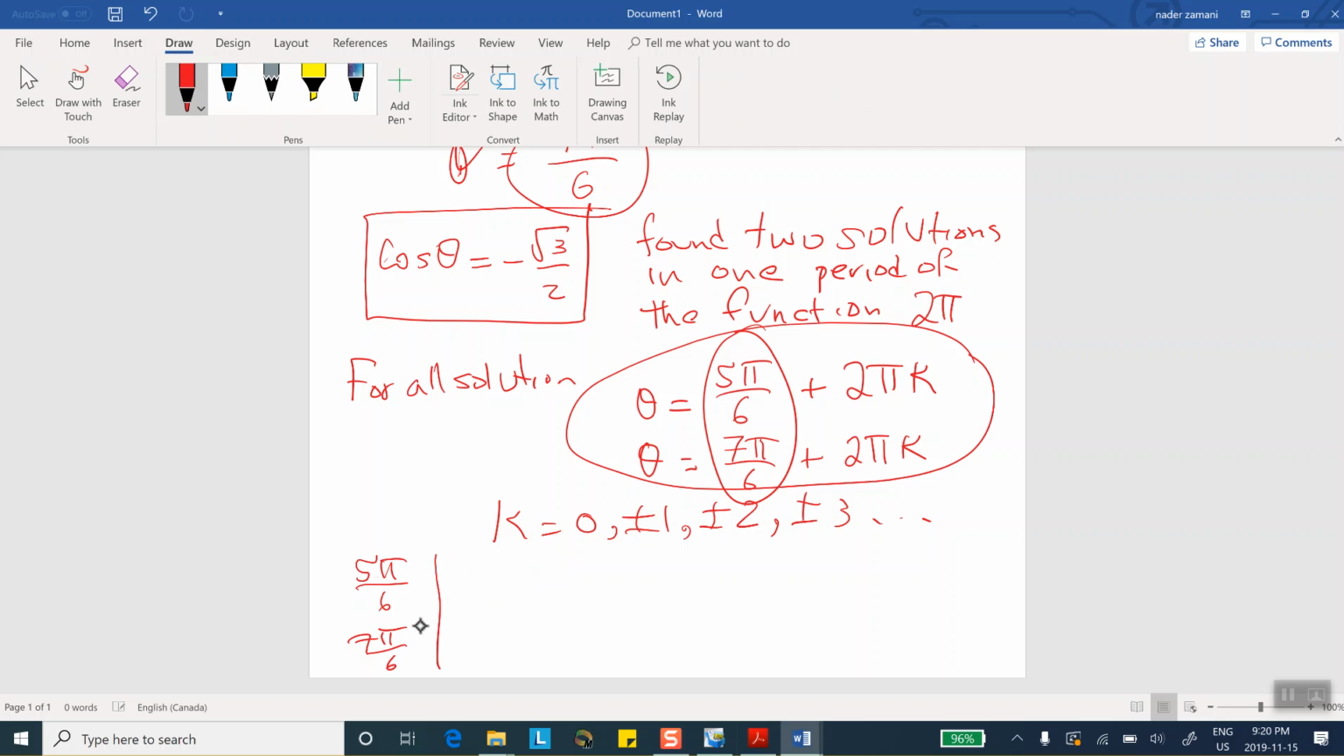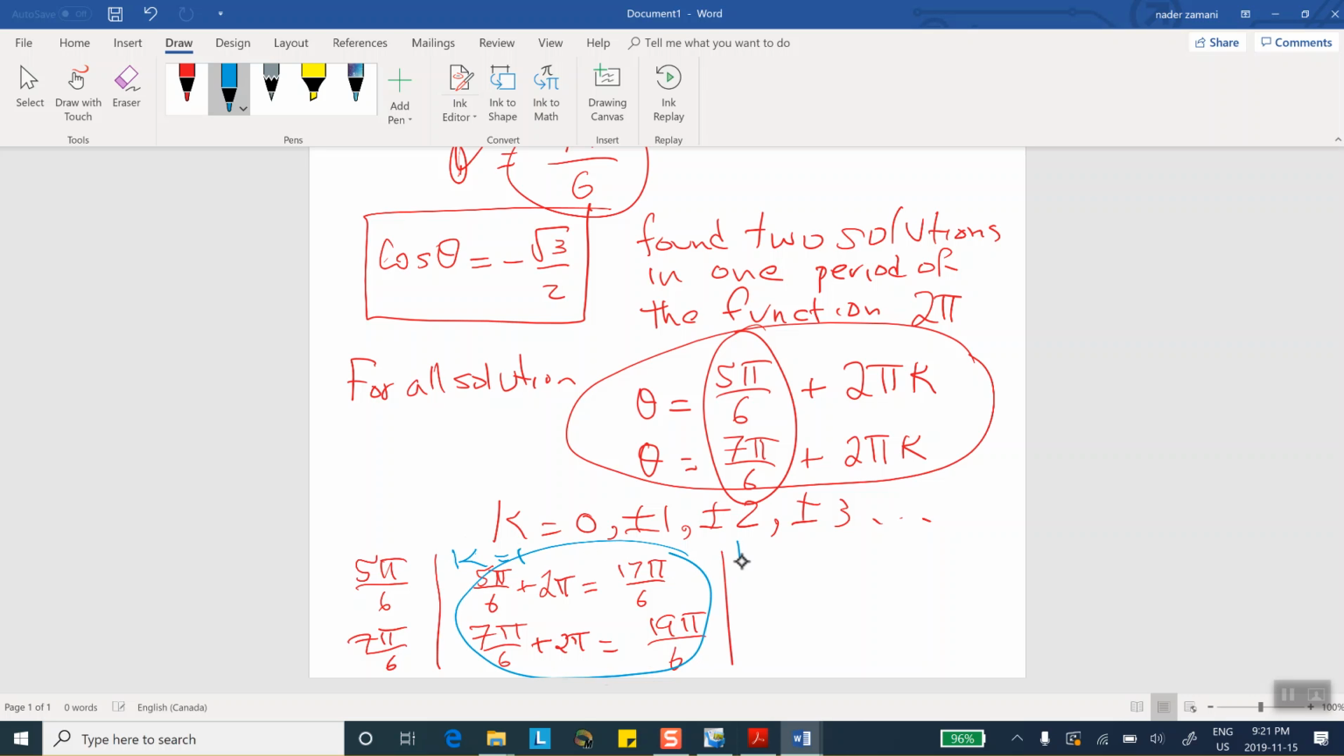So this is two of them you can already see, and then 5 pi over 6 plus 2 pi, which incidentally is 17 pi over 6, and 7 pi over 6 plus 2 pi, which is 19 pi over 6. And then, for example, I got these by setting k equal to 1. Then I set k equal to minus 1.